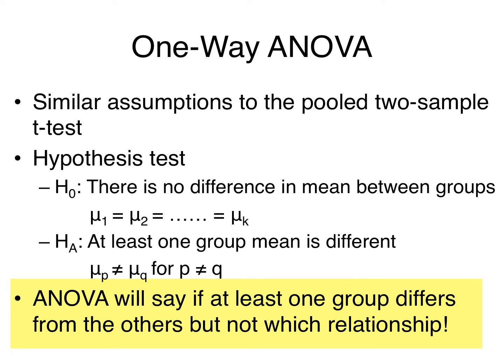An important note about ANOVA is that this test will only allow us to conclude either that we don't have enough evidence to believe that there is a difference in means, or we have evidence to believe that at least one group mean is different from the others. But we cannot conclude from ANOVA alone which specific group mean or means differs from the others.